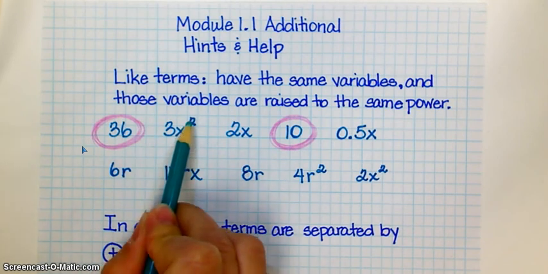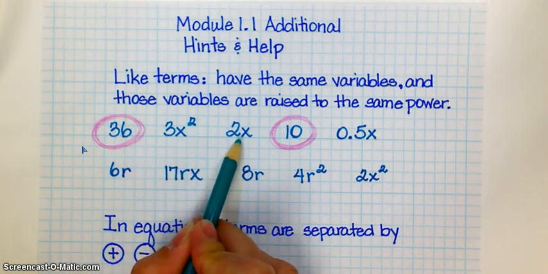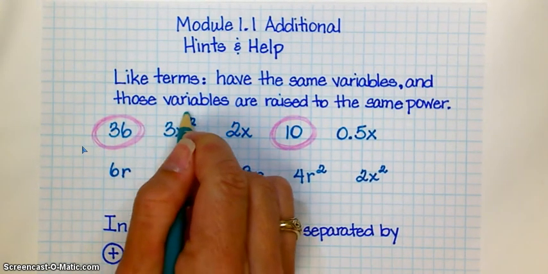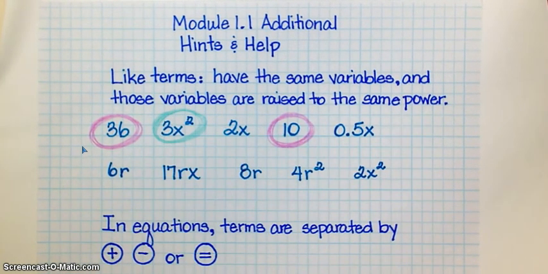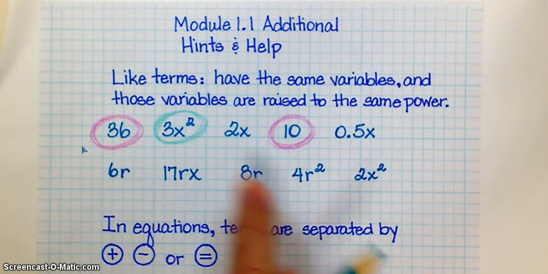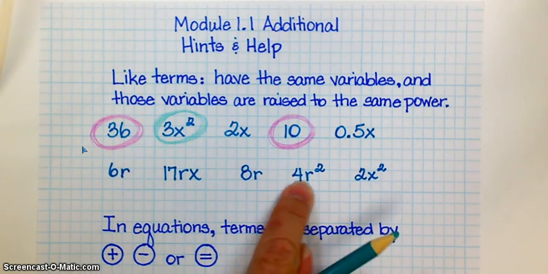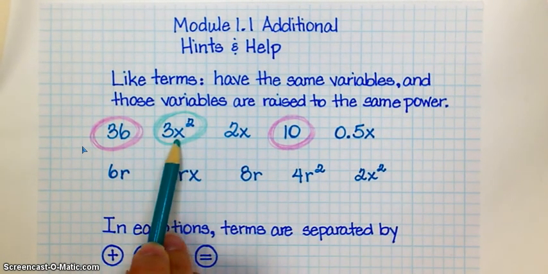3x squared. Okay, 2x is not a like term because it's not x squared, it's just 2x. So for 3x squared, we need to look for anything else that has x squared. 6r is not a like term for this one. Why? Because the variable letter is not the same. They're both raised to the second power, but the variable is not the same. So it's got to have the same variable raised to the same power.